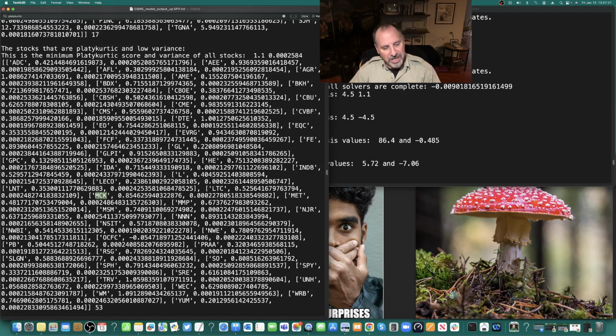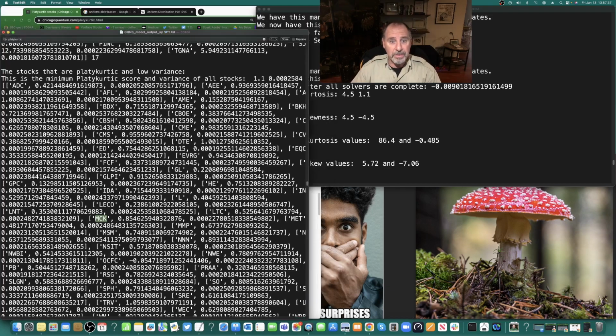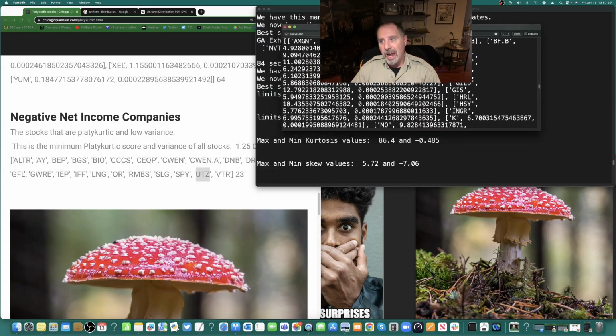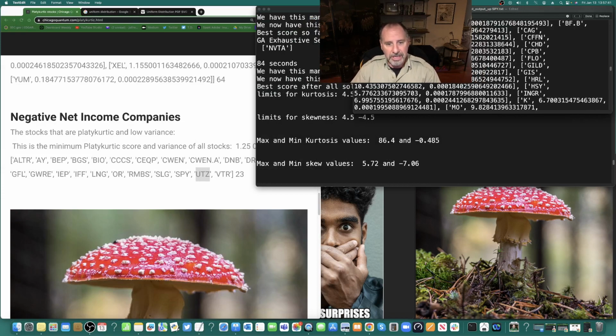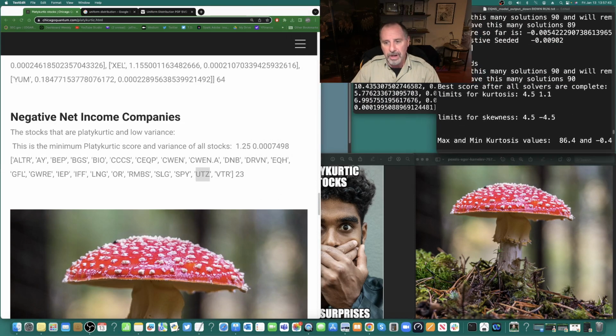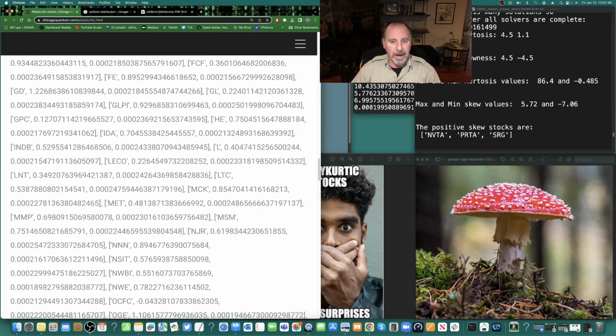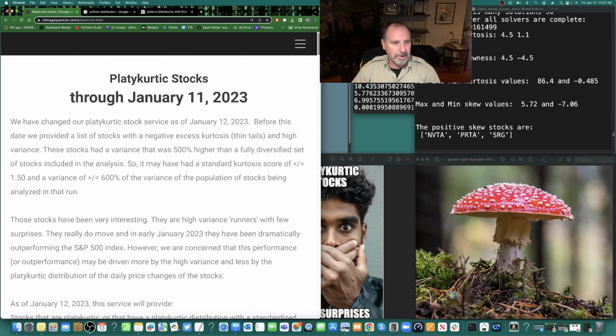And so you might look at these safety stocks. You might also try to find some that pay a nice dividend, with low variance and low chance of a surprise. And so it's interesting. You might want to know who those are. Those might be interesting to invest in. And we offer that as part of our service, as part of our run. And so that is called our Platykurtic stock service. And you get that when you buy a run.